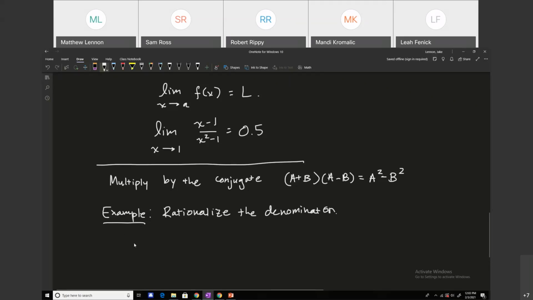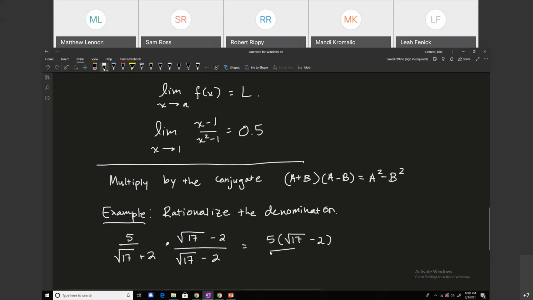So we might have something like 5 over the square root of 17 plus 2. To rationalize the denominator, you just multiply by the conjugate on top and bottom, because you can't change the expression, so you have to multiply by something equal to 1. That something would be the conjugate of the denominator, which is the square root of 17 minus 2. So on top, you would just have 5 times the square root of 17 minus 2.